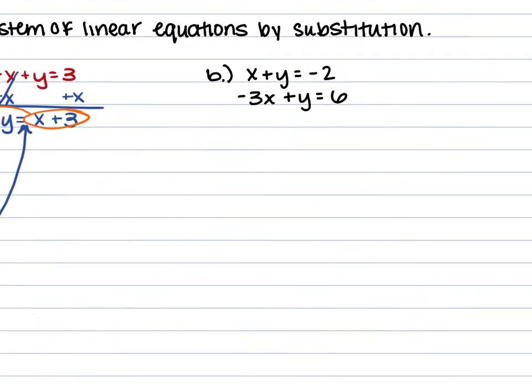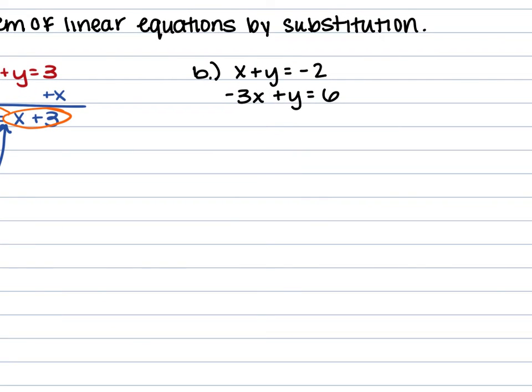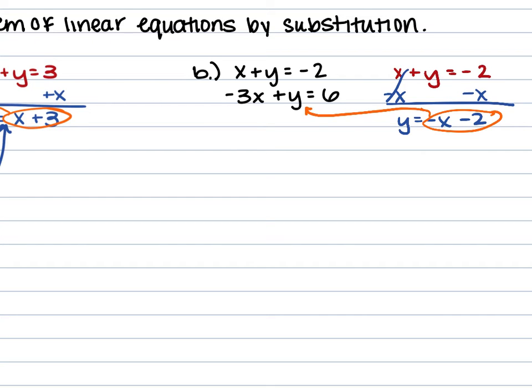For b, we have x plus y is equal to negative 2, and 3x plus y is equal to 6. I'm going to solve the first equation, that x plus y is equal to negative 2 for y. So I'm going to subtract that x from each side. I get y is equal to negative x minus 2. So I'm going to take this and plug it in for y in my second equation, since I have not worked with that equation yet.